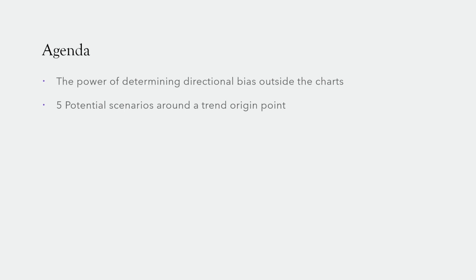I'll be going through how to determine directional bias outside the charts, bypassing our programmed confirmation bias. Then I'll go through 5 potential trades around the level called trend origin point.